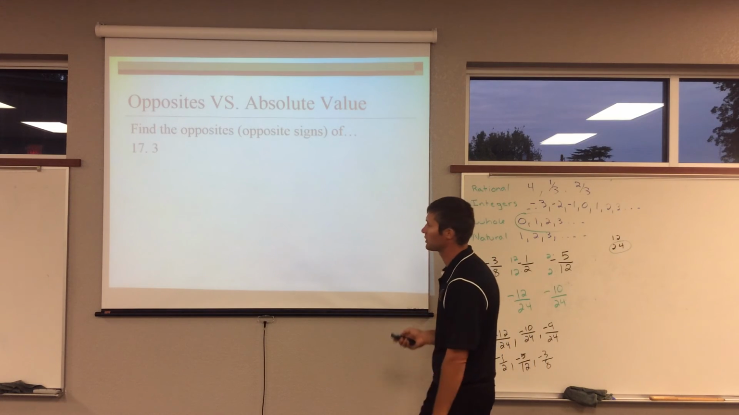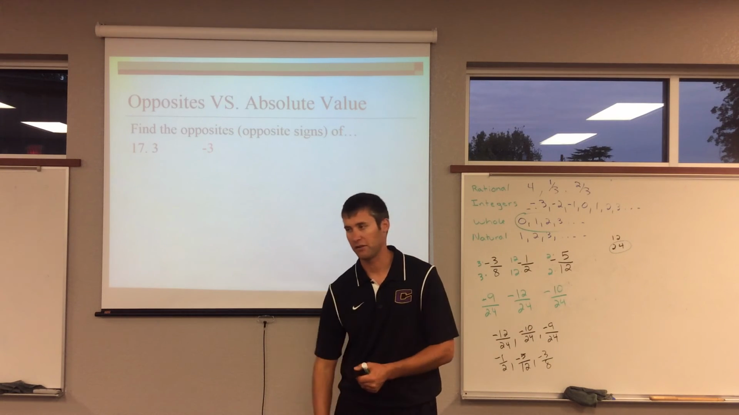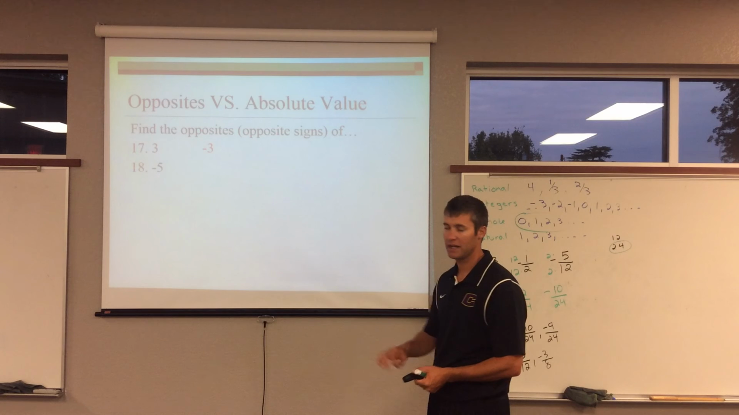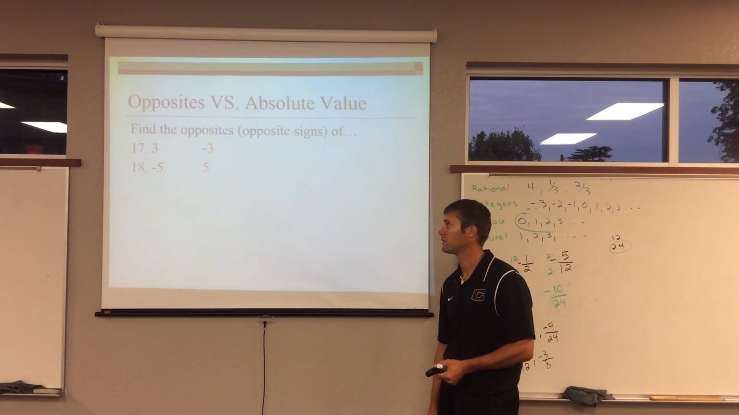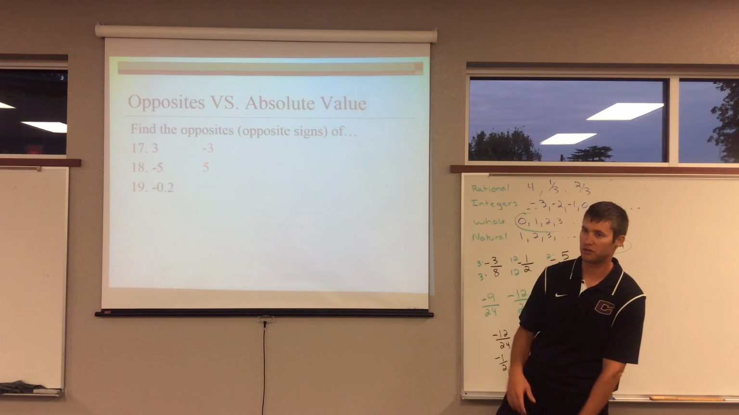All right, find opposites. Opposite just means switch the sign. So the opposite of 3 is -3. The opposite of -5 would be 5. The opposite of -0.2, switch the sign, so it would be 0.2.